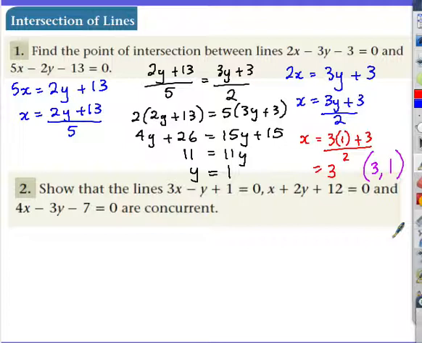Right. Cool, so now there's this new word here in this last example, concurrent. And that just means that these three lines all go through exactly the same point. So now we've got three lines. Here's the first line, the second line, and here's the third line. To show that they all go through the same point, what you do is you find the point of intersection of two of the lines, and then you substitute that point of intersection into the third line.